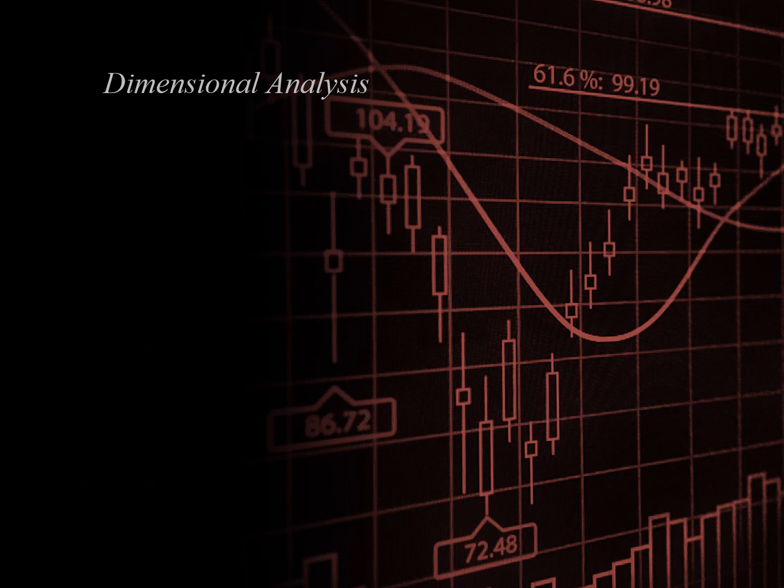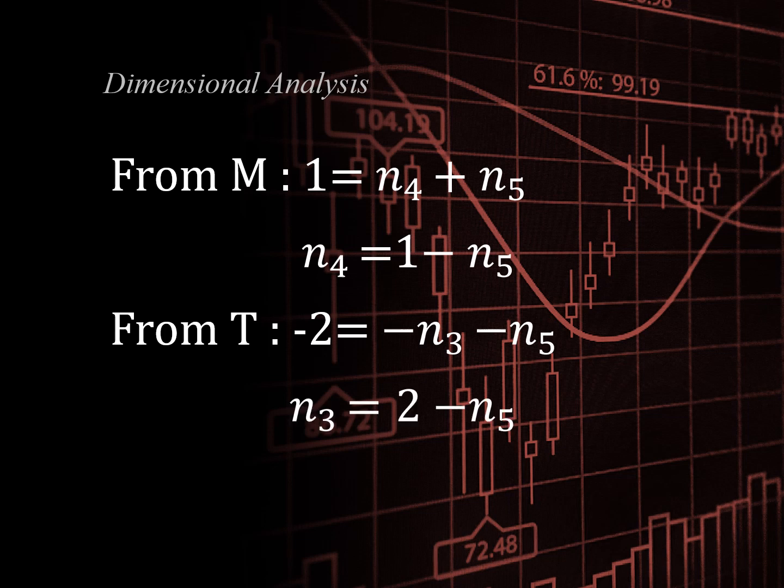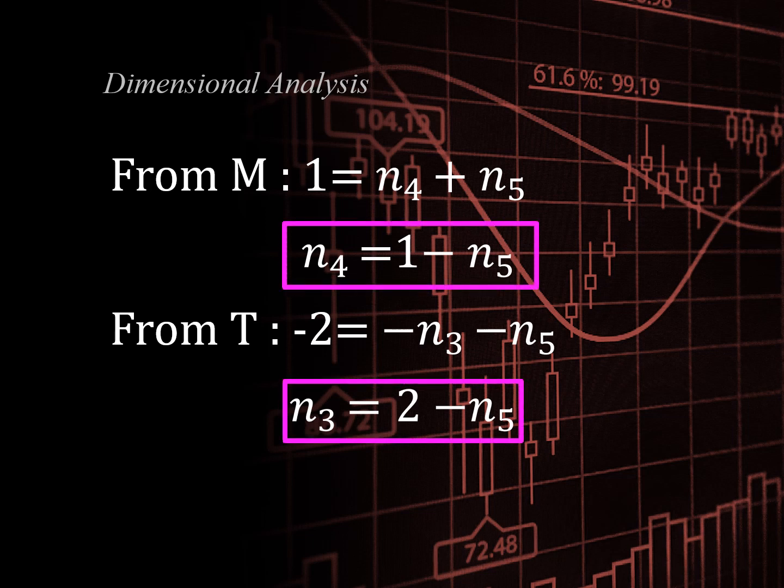We will then simplify the equations. From M, which is 1 equals N4 plus N5, we can have that as N4 equals 1 minus N5. From T, we have negative 2 equals negative N3 minus N5. We can also have that as N3 equals 2 minus N5. These two equations that we derive from M and T will be substituted in the equation of L.